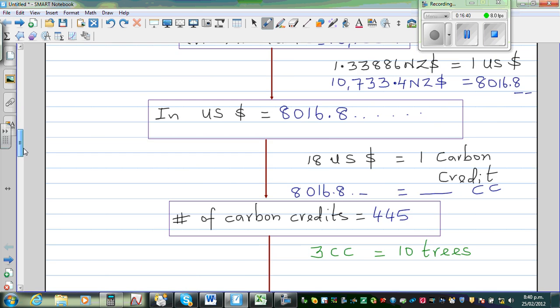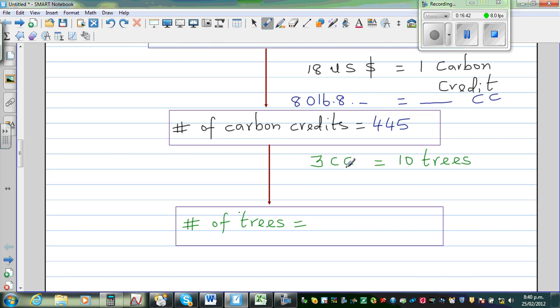So again, that's the last conversion. 3 carbon credits would give you 10 trees. So my question is, if you have 445 carbon credits, you get how many trees? So again, this is a question of ratio. To answer any question like this of ratio, I want to think 3 times what gives me 445.